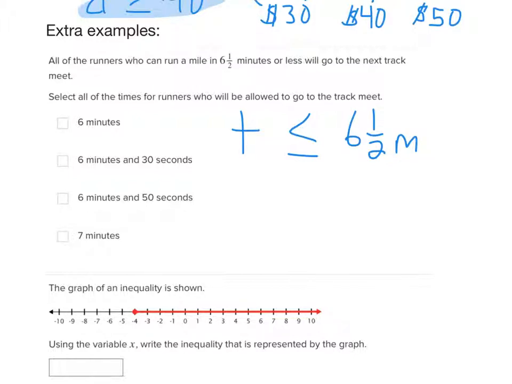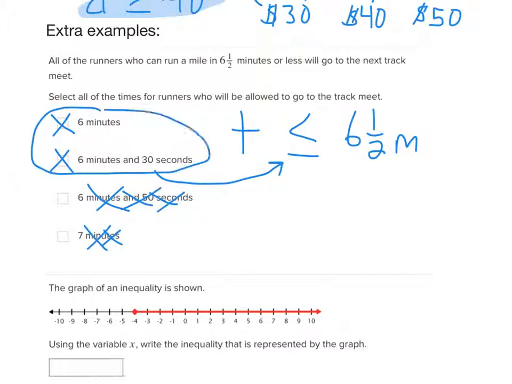So, is 6 minutes less than 6.5? Indeed. Is 6 minutes and 30 seconds less than or equal to? Yes, indeed, because it's equal to. Okay. 6 minutes and 50 seconds is more than that, so that's not a solution. 7 minutes is too much. That's not a solution. These are our solutions.